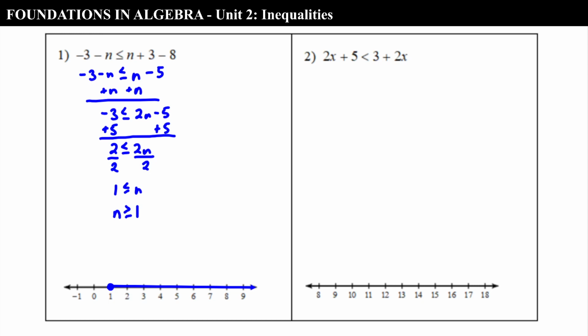All right, for example 2, let's subtract 2x from each side. And when we do, we get 5 is less than 3. Well, we know that that is a false statement. Since it's a false statement, then we have no solution. And if we have no solution, we have no solution to graph. So therefore, you would do nothing with the number line. You would just leave it the way it is.